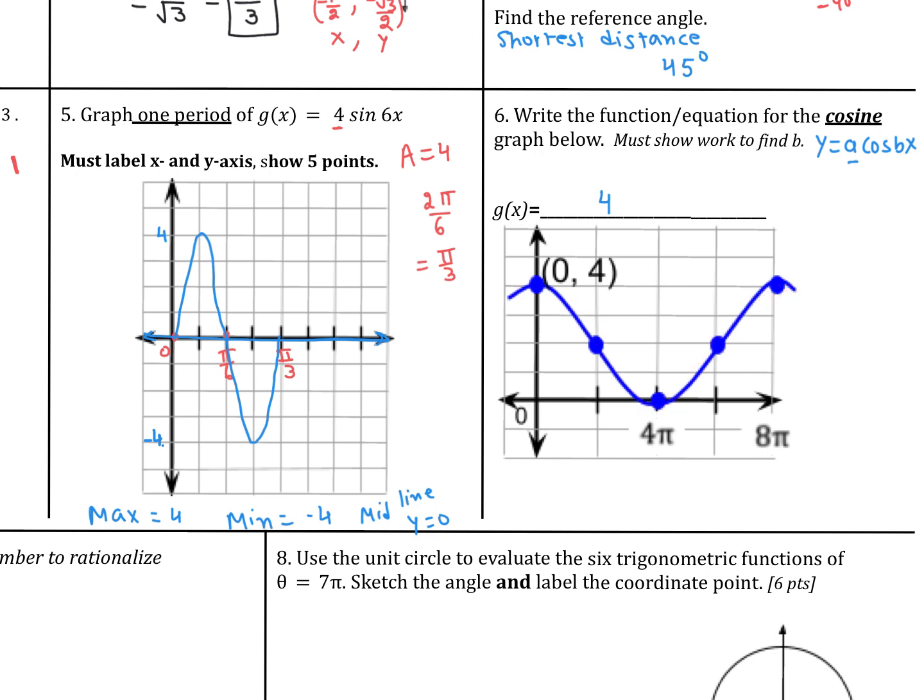So if we want the period of this one to be 8 pi, it means that b should be 1 over 4. When you make this 2 pi divided by 1 over 4, that becomes 8 pi. So the period becomes 8 pi if we have b as 1 over 4.